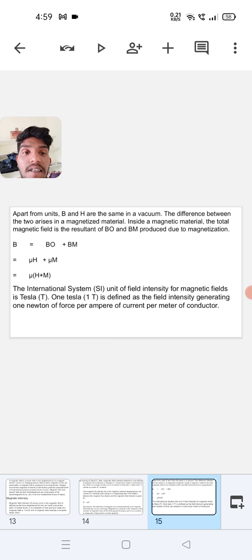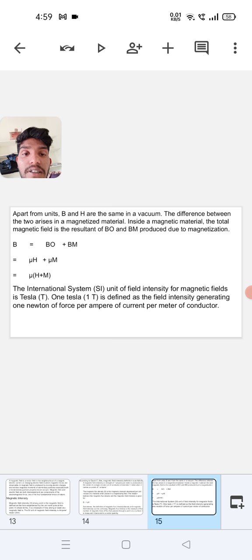Inside a magnetic material, the total magnetic field is the resultant of B0 and BM, the latter produced due to magnetism. B equals B0 plus BM, which equals mu H plus mu M. So B equals mu times H plus M.